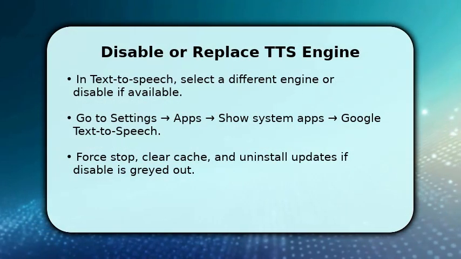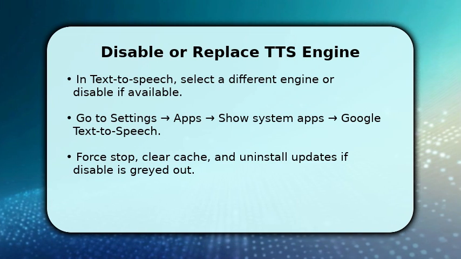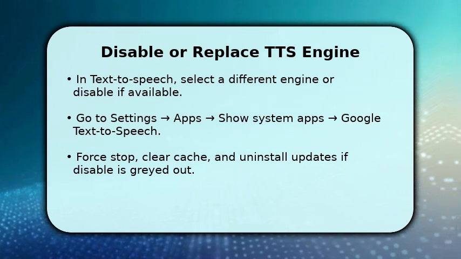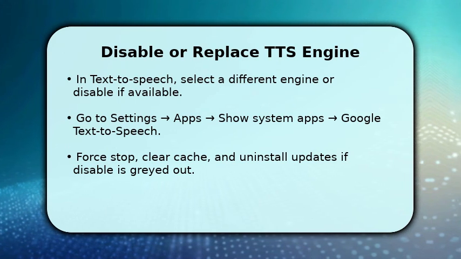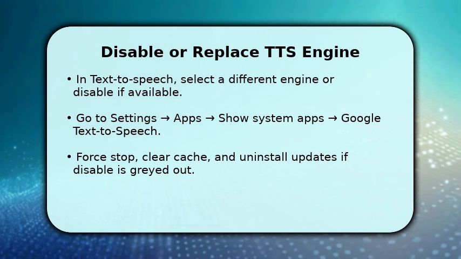Now change the default engine or try disabling it. In text-to-speech output, pick a different engine or set to none if allowed. If the engine is Google Text-to-Speech, open Settings, right arrow Apps, right arrow Show System Apps, right arrow Google Text-to-Speech.